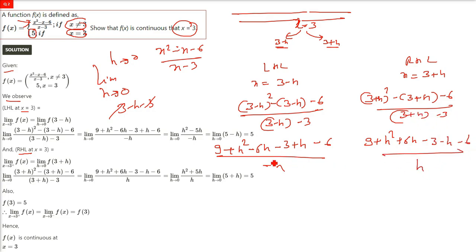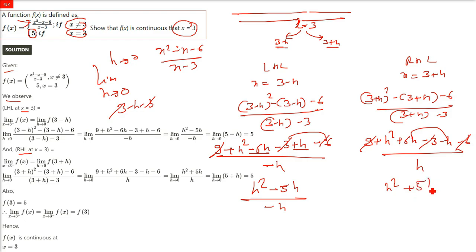Okay. So you can cancel these 3, 6 because it is negative 9. 9 gets cancelled. Here also 3 and 6 and 9 gets cancelled. So what do you get? h square, h minus 6h is minus 5h. So h square minus 5h divided by minus h. Here you have h square plus 5h divided by h.